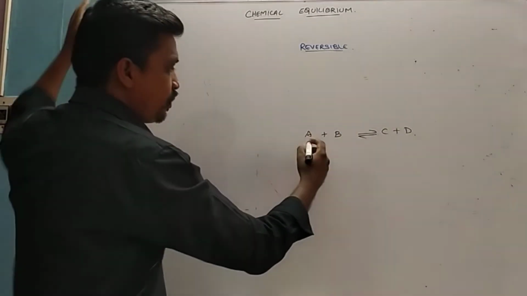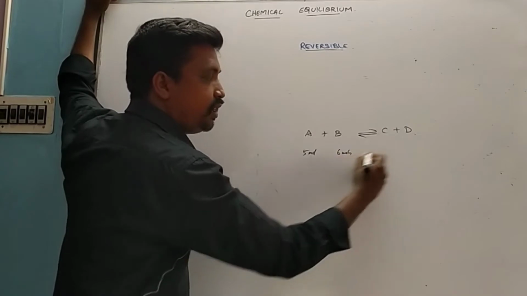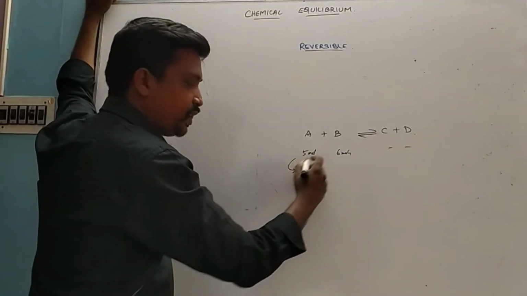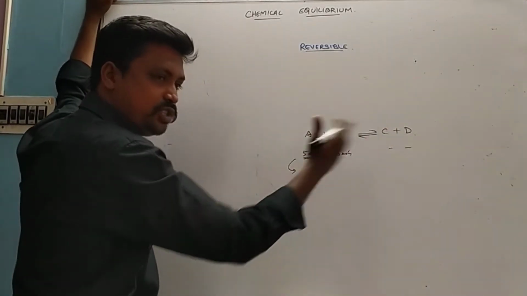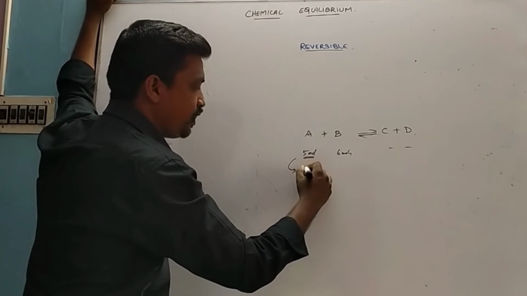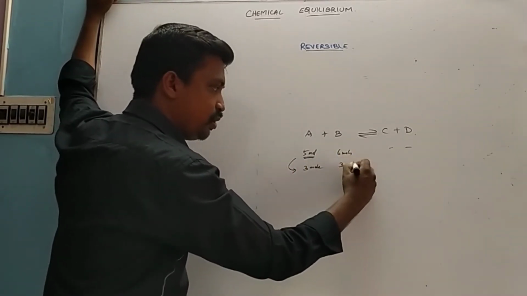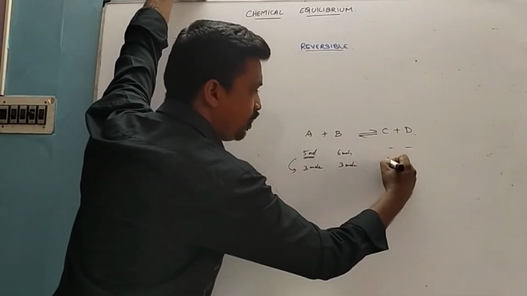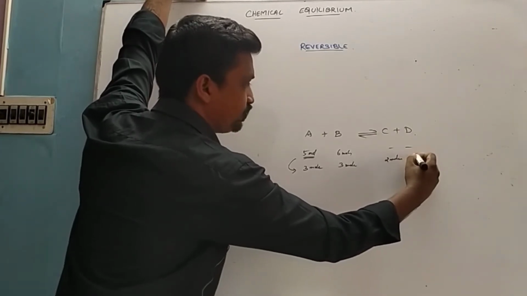Very good. Suppose initially 5 moles of A is taken and 6 moles of B is taken. C and D are initially absent. After 1 hour, the amount of A will have decreased because A is consumed in this reaction, right? So the amount of A will be, let it be 3 moles. Amount of B will be, let it be 3 moles also. The decrease may or may not be equal.